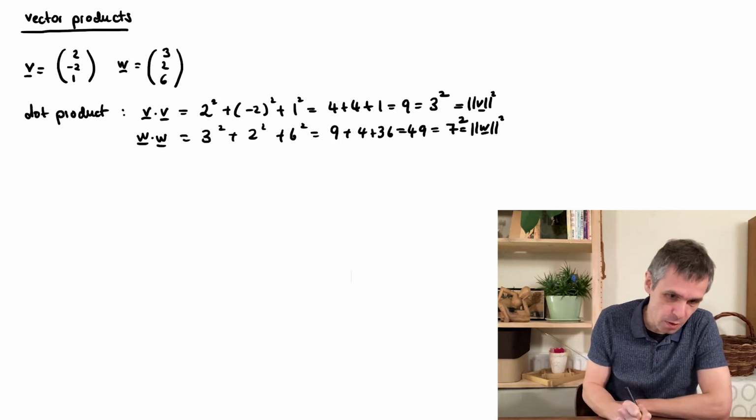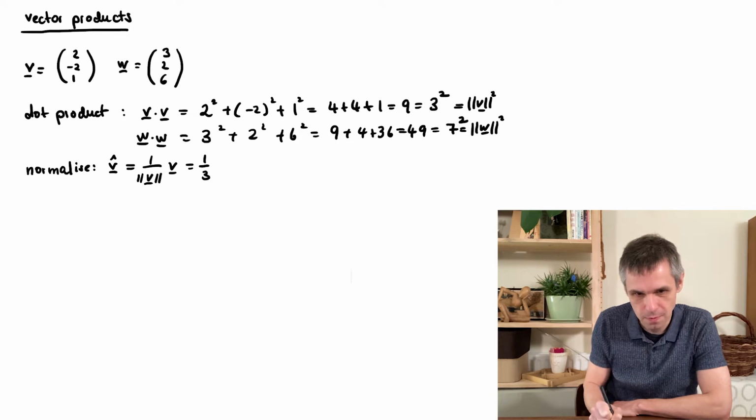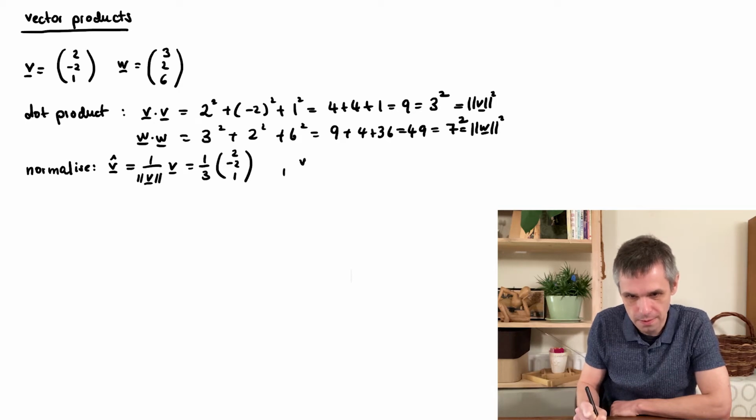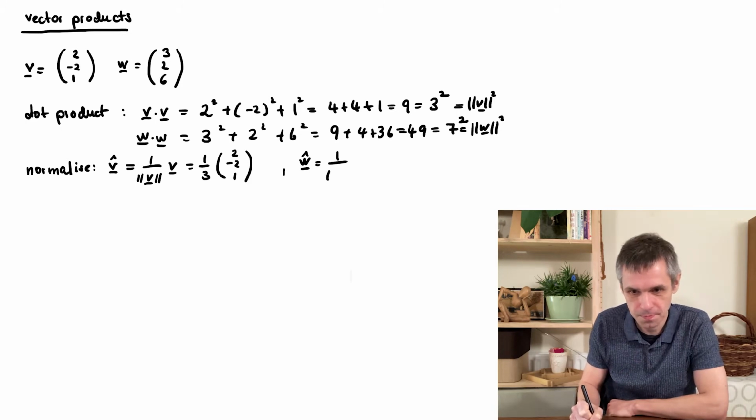So for instance, we can use this to normalize the vectors. Let's denote the normalized vectors with a hat or caret, and that would be just dividing the vectors by their length. So that would be 1 over 3 times the vector that we had initially. And we can do the same, creating a so-called unit vector for w. And that would be 1 over 7 times the vector that we started out with.